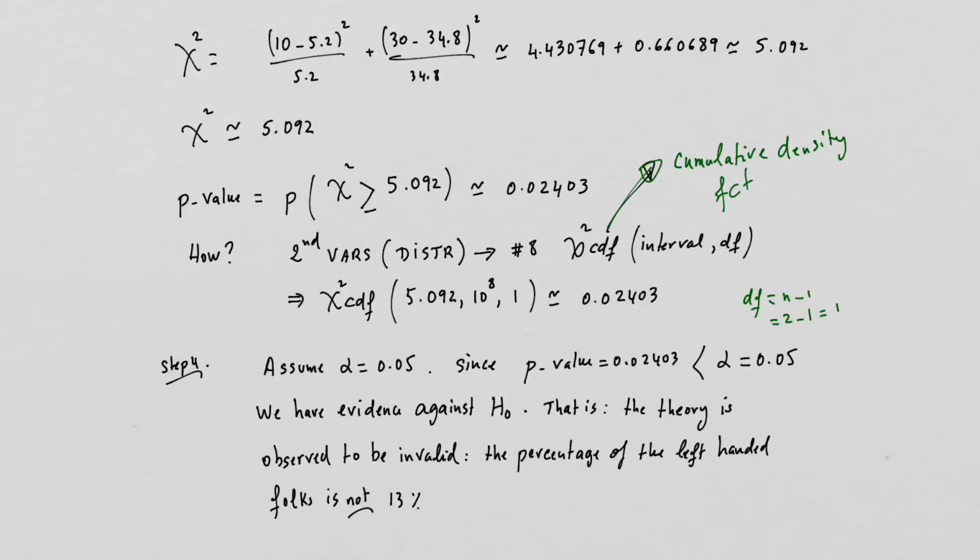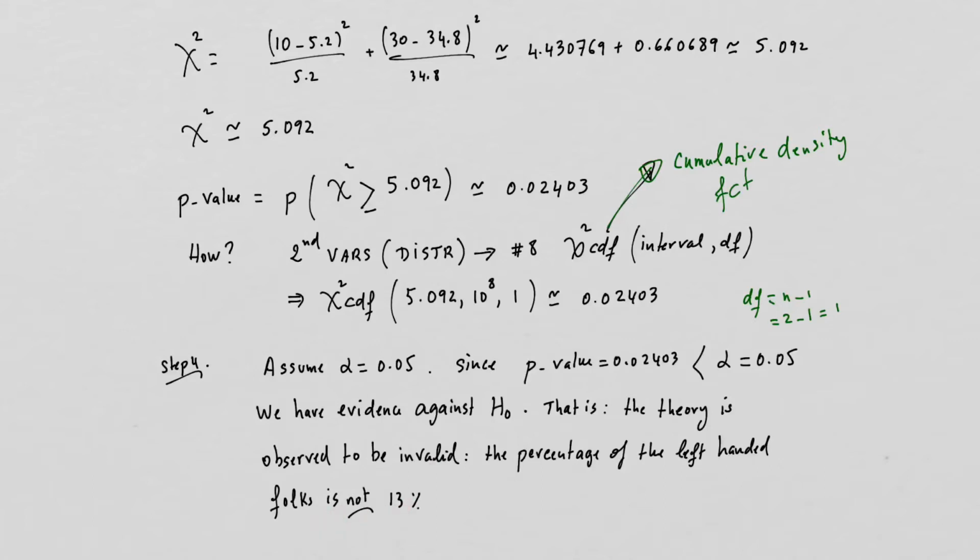And I got this p-value, which is fairly small. Not extremely small, but it's definitely smaller than, let's say, significance level alpha equals 0.05. When the significance level is not given to you, and I didn't give you one, you just write it down and say assume. So if we assume that the significance level is 0.05, clearly alpha is much bigger than the p-value. So the p-value is less than alpha, which means we are going to reject H null. We have evidence against H null. That is, the theory observed to be invalid, which means the percentage of the left-handed people is not 13%.